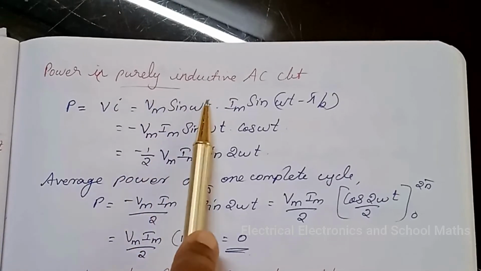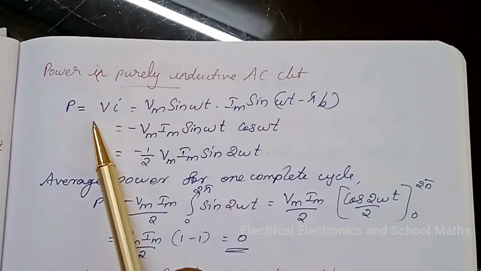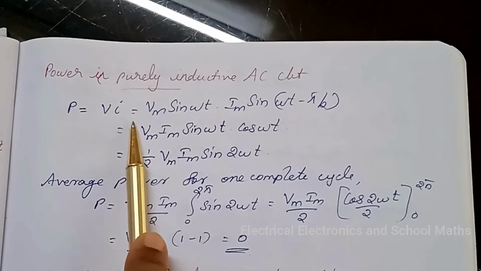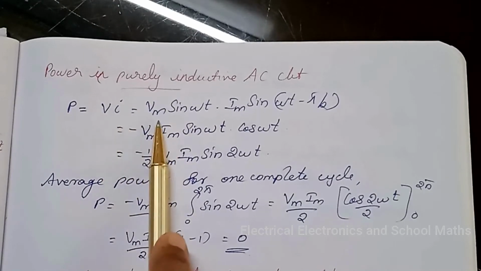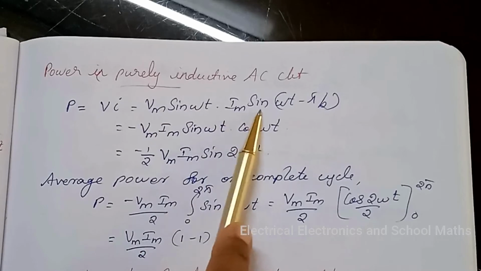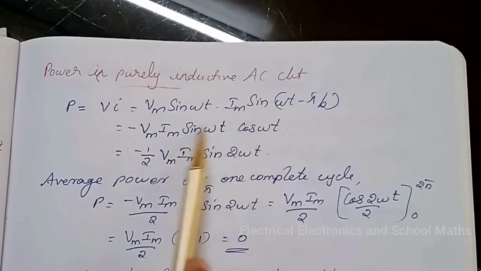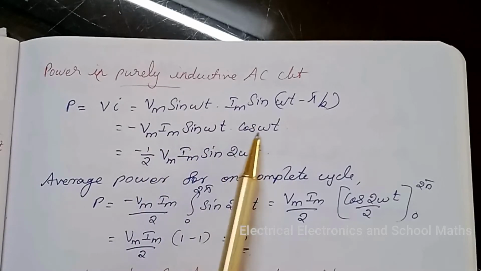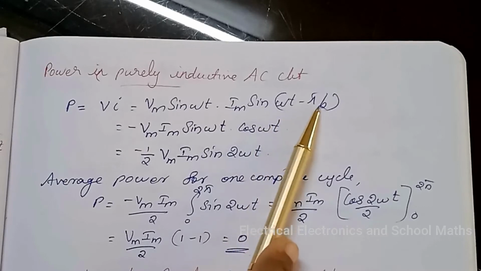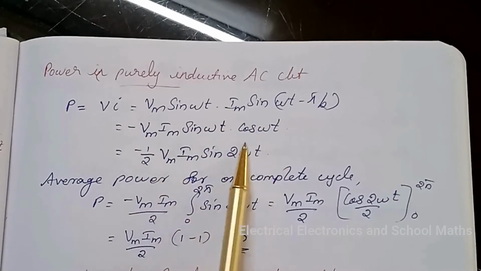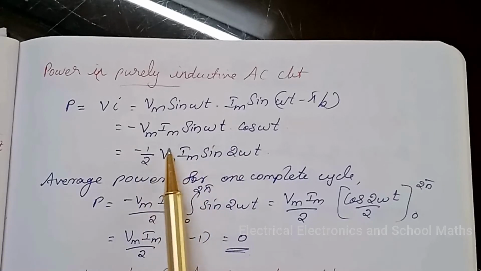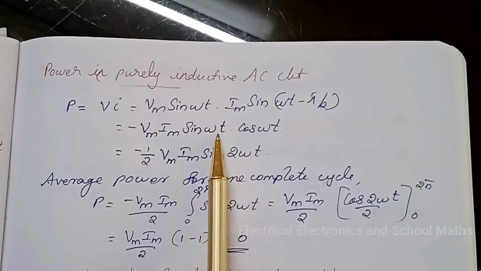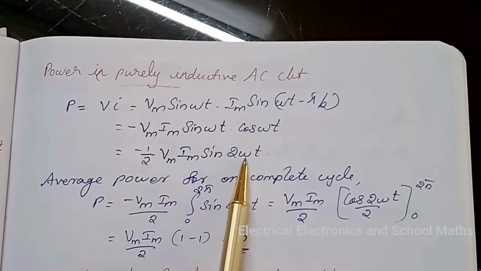Next is power in a purely inductive AC circuit. Instantaneous power is given by P equal to V into I. And we know V is equal to Vm sin omega t and I is Im sin of omega t minus pi by 2. And we get minus Vm Im sin omega t cos omega t, that is, sin of omega t minus pi by 2 is minus cos omega t. After solving this, we get minus 1 by 2 Vm Im sin 2 omega t, that is, sin omega t into cos omega t is sine 2 omega t by 2.